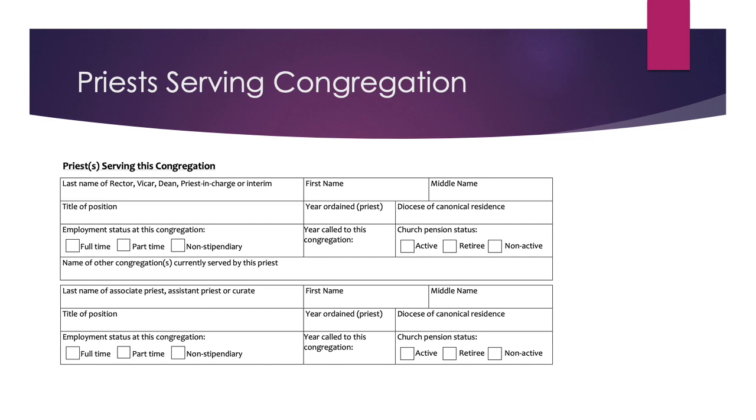Then there's a section for associate clergy, and so you can put as many as you want. I just listed one here, but if you have an associate or an assistant or a curate, they could be retired, they could be paid, they could be unpaid, and again, you're going to list all those same things: their name, their title of their position, the year of ordination, canonical residence, their employment status, pension status, and the year they were called to your congregation.